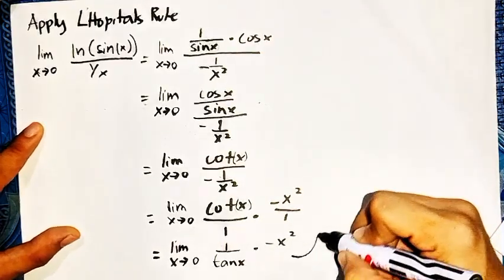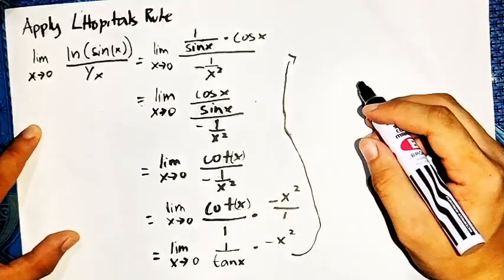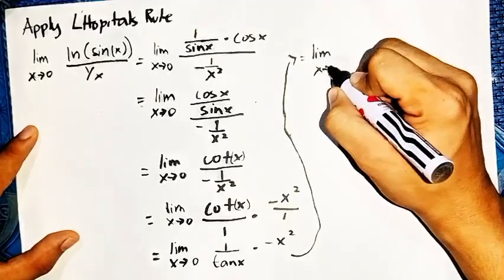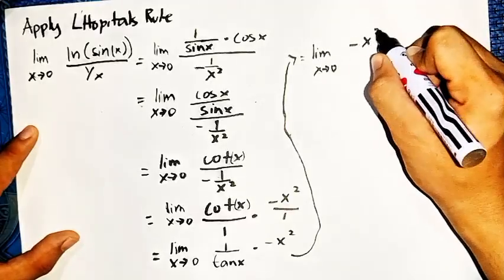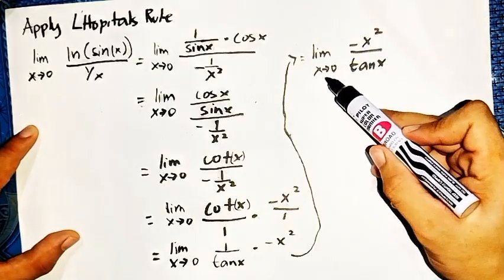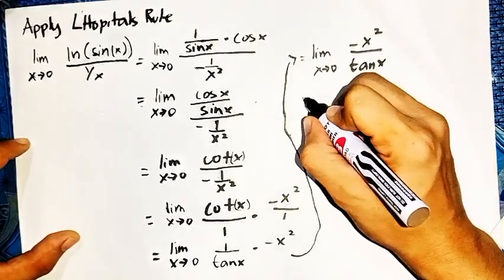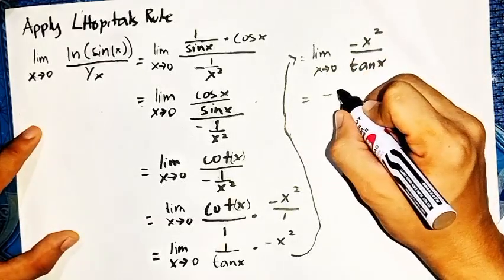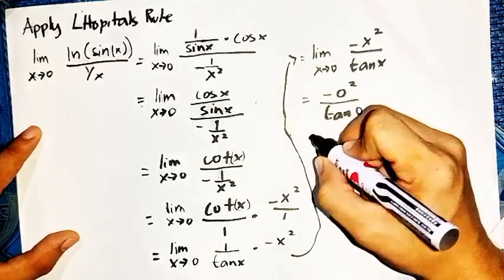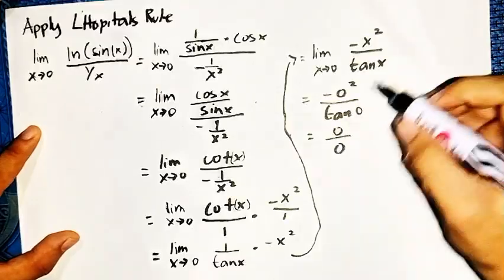So let's multiply. It is going to be negative x squared over tan x. Now let's try to substitute 0 for our x. Let's apply the limit. So negative 0 squared over tan 0. Negative 0 squared, we have 0, and tan 0 is 0.